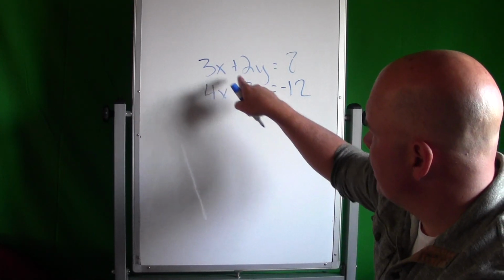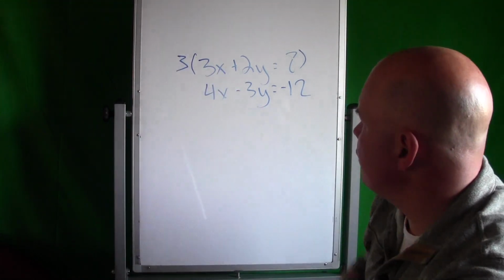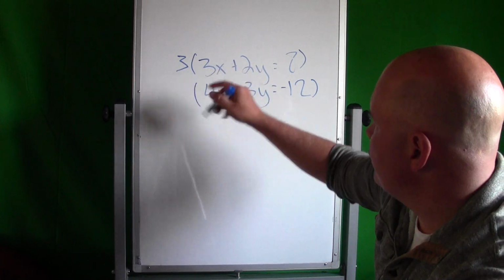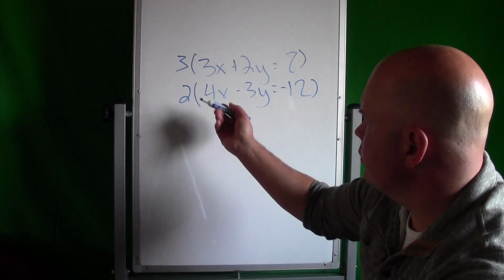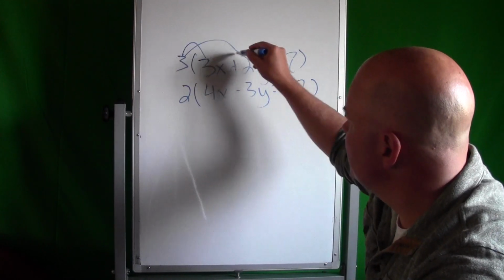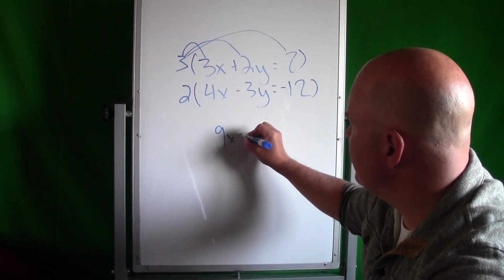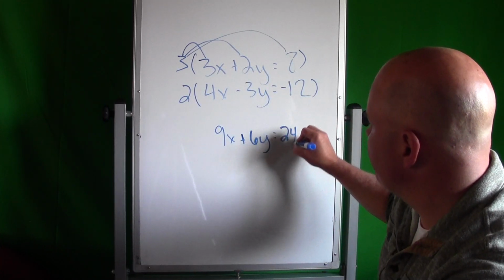So I'm going to take this top equation. I'm going to multiply it by 3 to keep it positive. I'm going to take this bottom equation, I'm going to multiply it by the positive 2 so none of my signs change. And I'm just going to go through. Step 1 is scale. So I scale that. 3 times 3x is 9x. 3 times 2y is 6y. And 3 times 8 is 24.